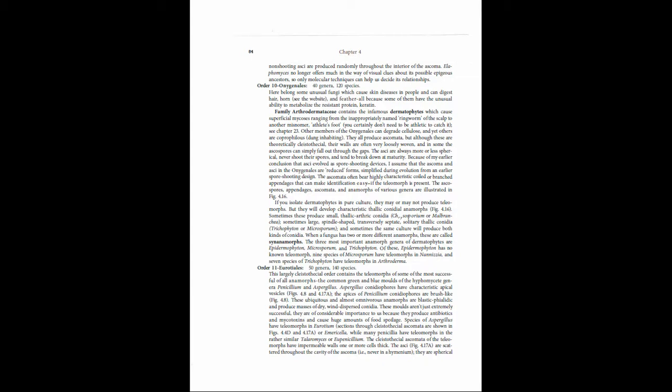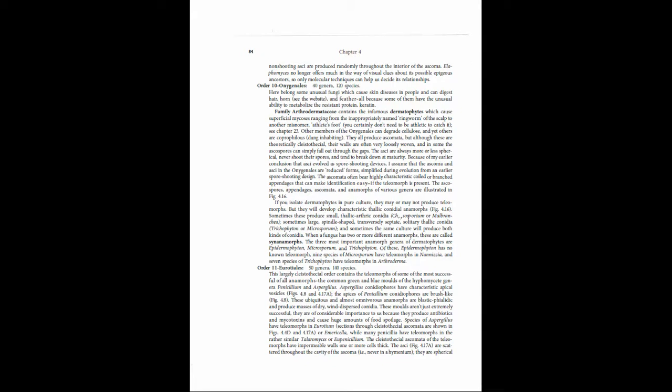Other members of the Onygenales can degrade cellulose, and yet others are coprophilous, dung inhabiting. They all produce ascomata, but although these are theoretically cleistothecial, their walls are often very loosely woven, and in some the ascospores can simply fall out through the gaps. The asci are always more or less spherical, never shoot their spores, and tend to break down at maturity.